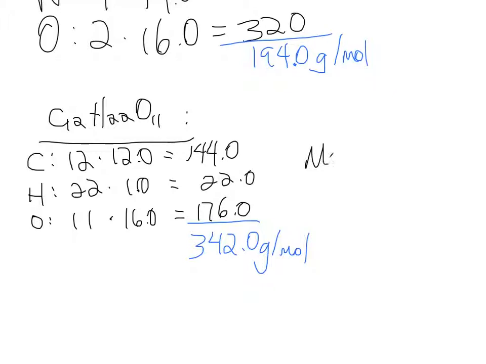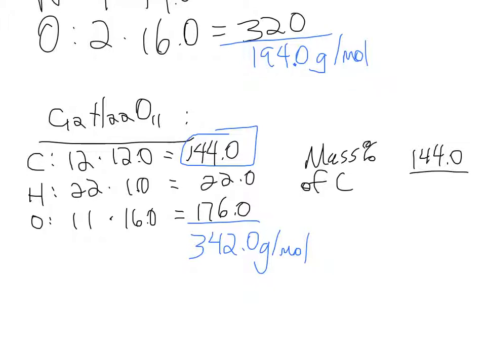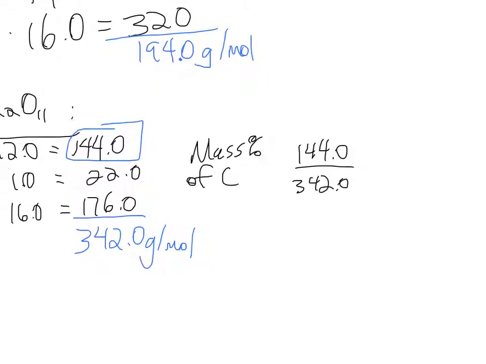To get the mass percent of carbon, we're going to look at the portion of the total mass that's due just to the carbon and divide it by the total molar mass. So 144 divided by 342, and then to make it a percentage you would multiply by 100 at the end. And in the case of sucrose, it works out to be 42.1%.